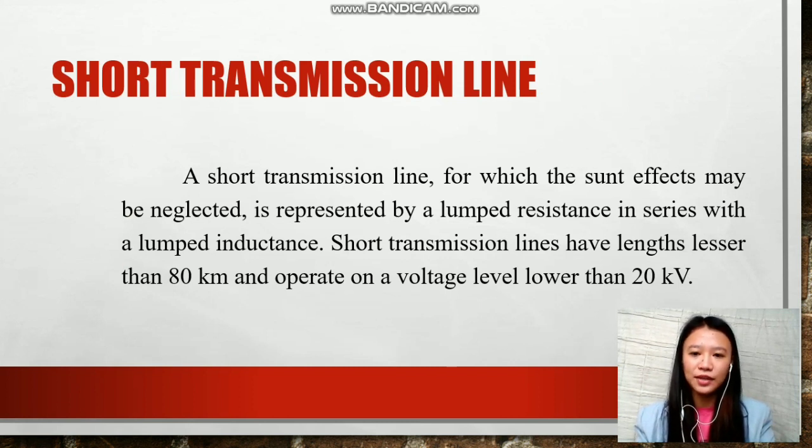A short transmission line, for which the shunt effects may be neglected, is represented by a lumped resistance in series with a lumped inductance. Short transmission lines have length less than 80 kilometers, which means within 50 miles, and operate at a voltage level lower than 20 kilovolts. Furthermore, in a short transmission line, the capacitance effect is not significant and we can neglect it, which means their performance depends upon the resistance and the inductance of the line.